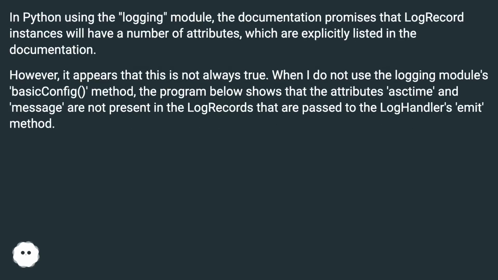In Python using the logging module, the documentation promises that LogRecord instances will have a number of attributes, which are explicitly listed in the documentation. However, it appears that this is not always true. When I do not use the logging module's basicConfig method, the program below shows that the attributes asctime and message are not present in the log records that are passed to the log handler's emit method.